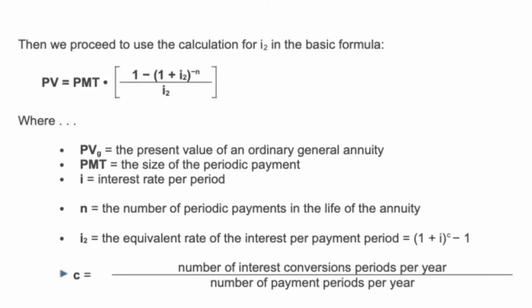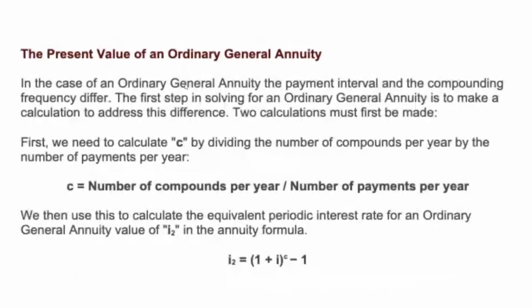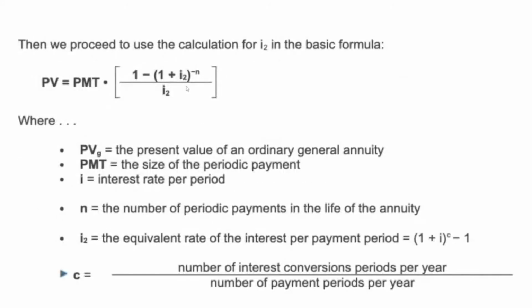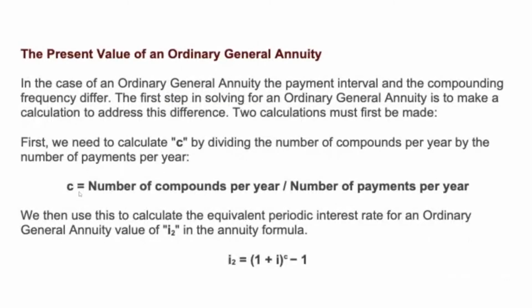So here we're calculating the present value. The present value is the payment times 1 minus 1 plus I2, which we just calculated over here, to the power of minus n, over I2. So again, we put in I2 twice. And in order to calculate I2, you need to use this formula right here, 1 plus I to the C, minus 1, and C is calculated from the number of compounds and the number of payments.